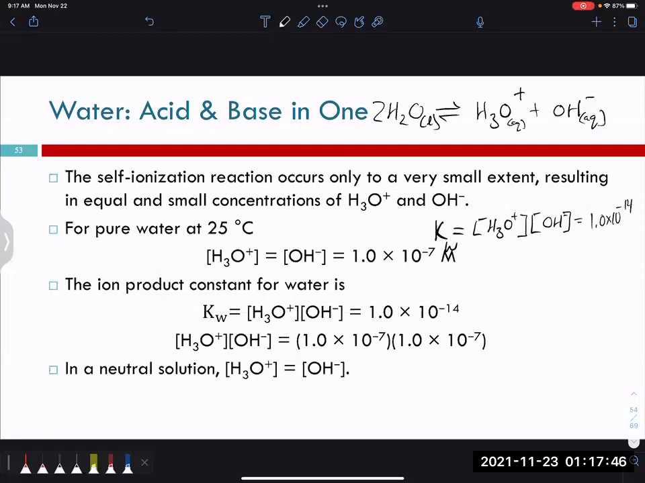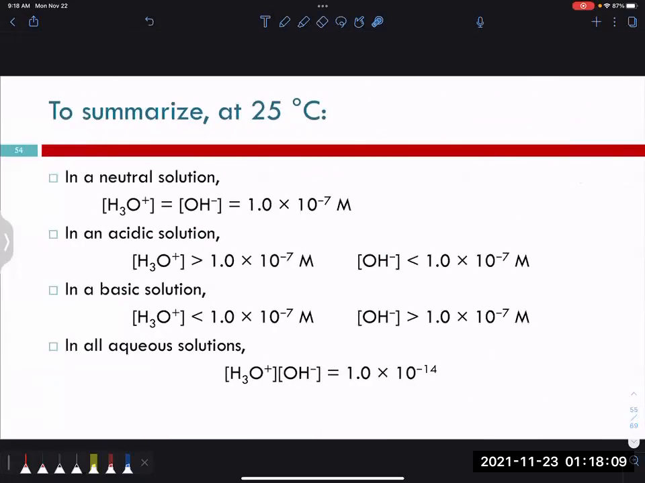So in a neutral solution, these are equal to each other. They're very, very small concentrations, right? 1 times 10 to the negative 7 is teeny tiny, but you have 1 times 10 to the negative 7 of hydronium and 1 times 10 to the negative 7 of hydroxide. And those are in units of molarity or moles per liter. So for a neutral solution, these are equal.